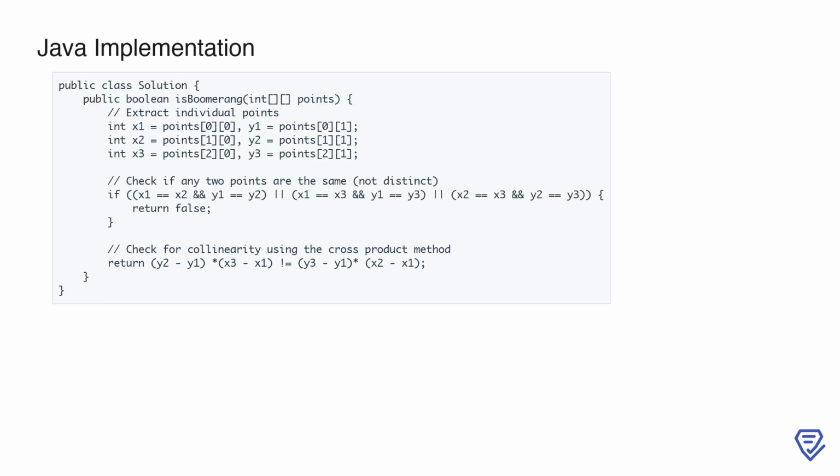This is the Java implementation of the valid boomerang problem. It mirrors the logic of the provided Python code, focusing on 2 main checks, ensuring all 3 points are distinct and verifying that the points are not collinear. The implementation leverages Java's array indexing and uses integer arithmetic to avoid precision issues. The class and method follow standard Java conventions for structure and naming.